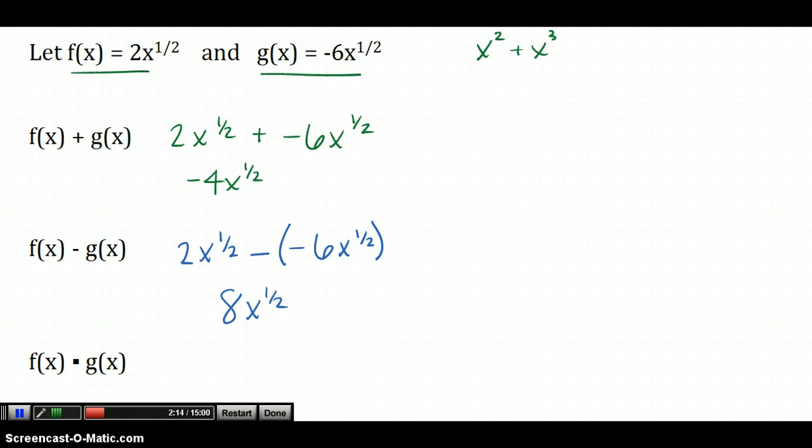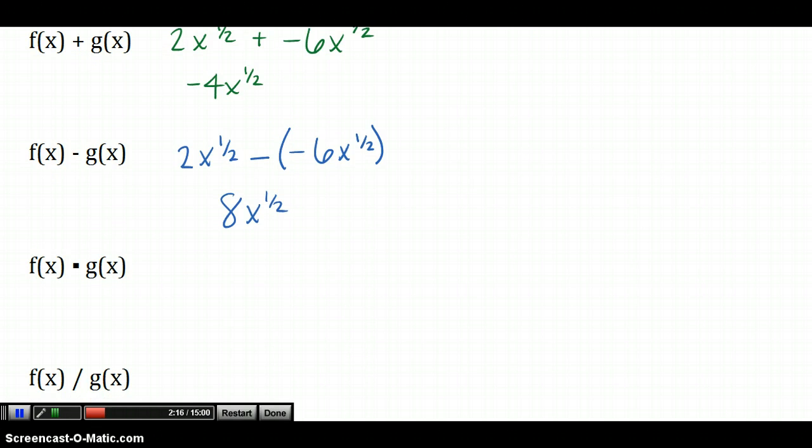The next one is multiplication. So if we multiply f of x times g of x, we have 2x to the half times a negative 6x to the half. Now I hope you remember what you do with exponents when you're multiplying. And I hope you say, oh, you add the exponents. Yes, you are correct, you add the exponents. So we multiply negative 6 times the 2, we get negative 12x, and if we add a half and half, you get 1. So we have an exponent of 1, and we don't really need to write that there. If you want to, go for it, but that's your answer.